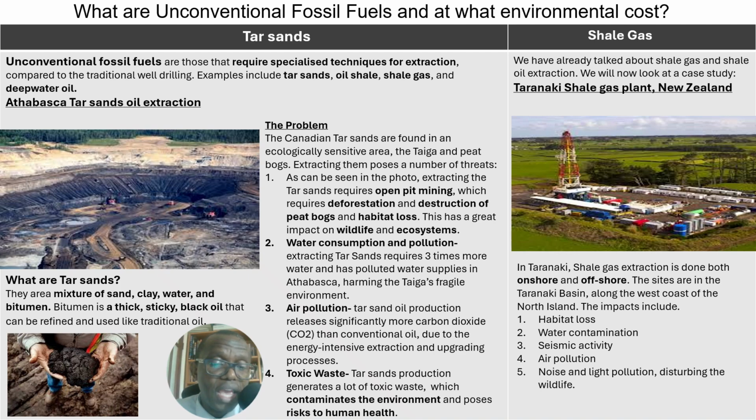Then another threat is air pollution. Tar sand oil production releases significantly more carbon dioxide than conventional oil, due to the energy intensive extraction and upgrading processes. So if you are mining just the normal oil, you would not be producing as much carbon dioxide as you are when you are mining these unconventional fossil fuels in the form of tar sands. Then you also have another threat, and this is the last one. This one is toxic waste, and tar sands production generates a lot of toxic waste, which contaminates the environment and poses risks to human health.